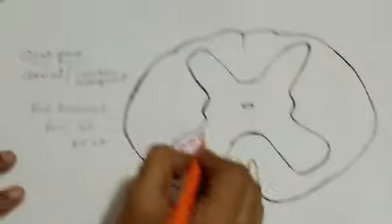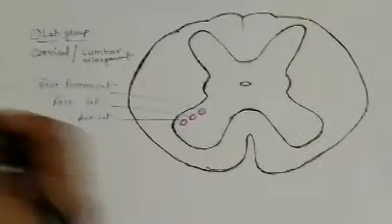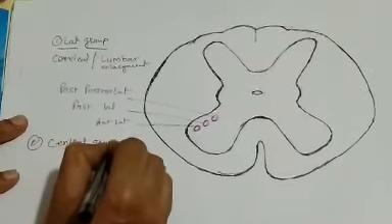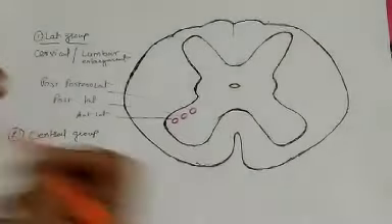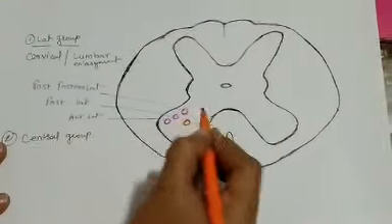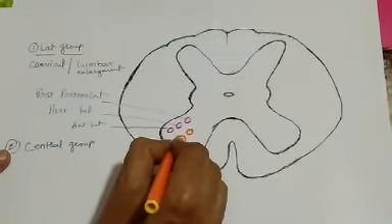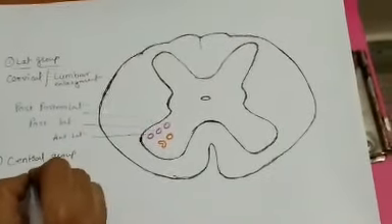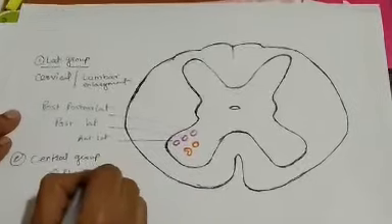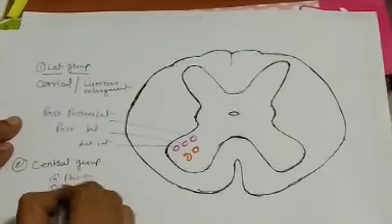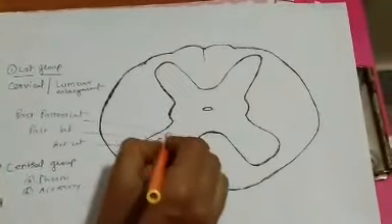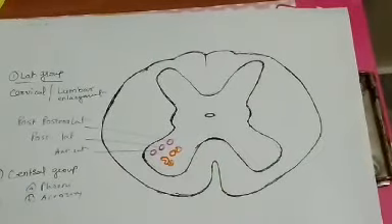Then our second group is central group, which contains phrenic nucleus and accessory nucleus. This is phrenic and this is accessory nucleus.